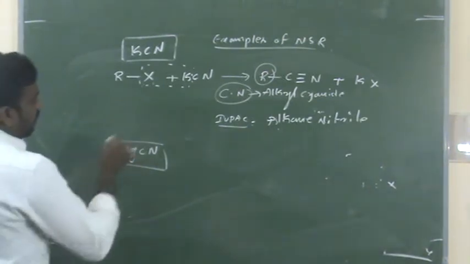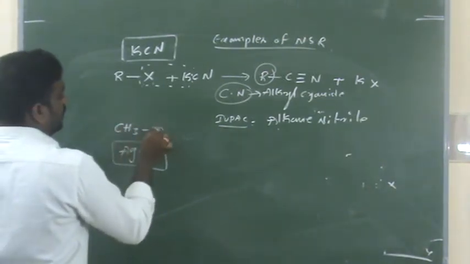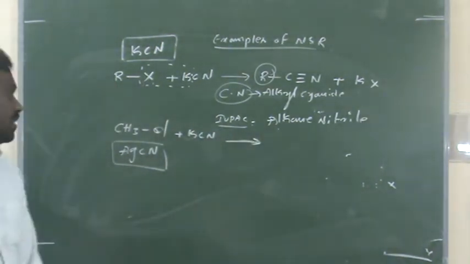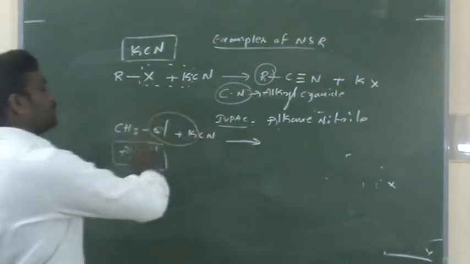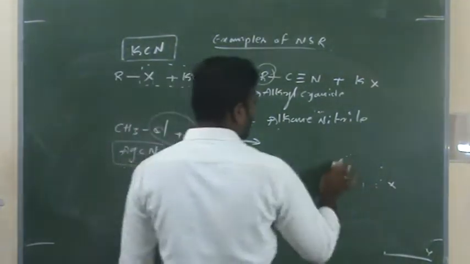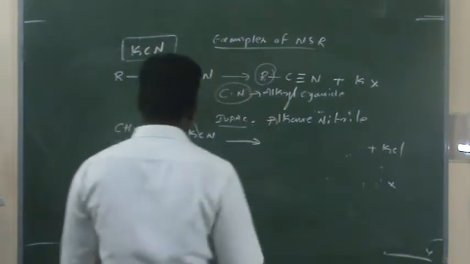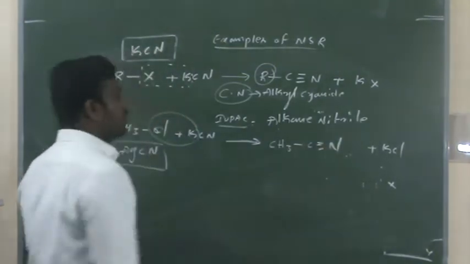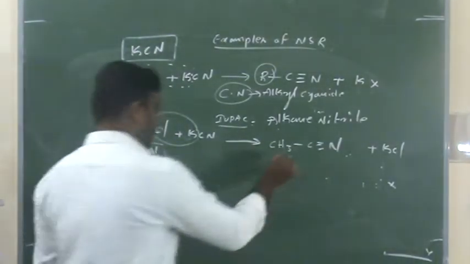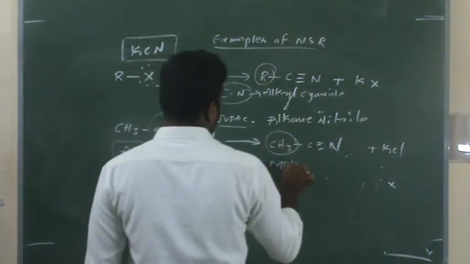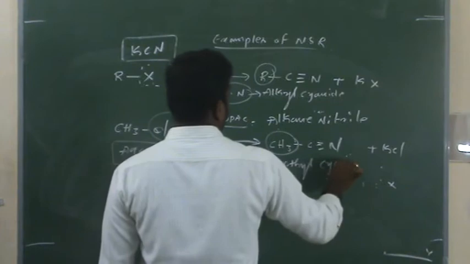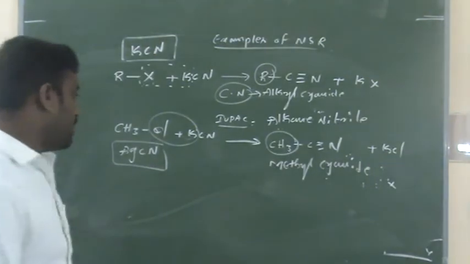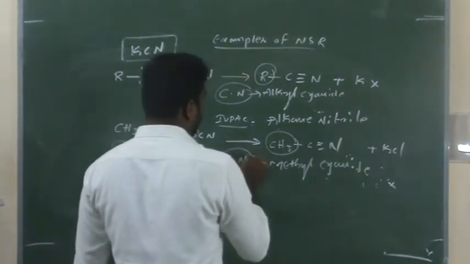For example, take CH3Cl. CH3Cl reacts with KCN, with the removal of KCl. Then there is a formation of CH3-C triple bond N. Can you tell me the name of this? CH3 is called methyl, and CN is cyanide. That's why the name we get is methyl cyanide. But it is a common name. Again I am telling you, it is a common name.